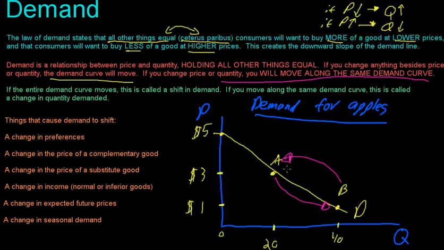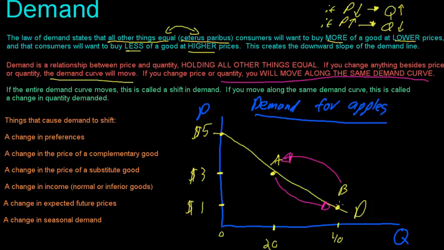So again, this is just showing the relationship between price and quantity. Another thing is that if the entire demand curve moves, this is called a shift in demand. And if you move along the same demand curve, this is called a change in quantity demanded.